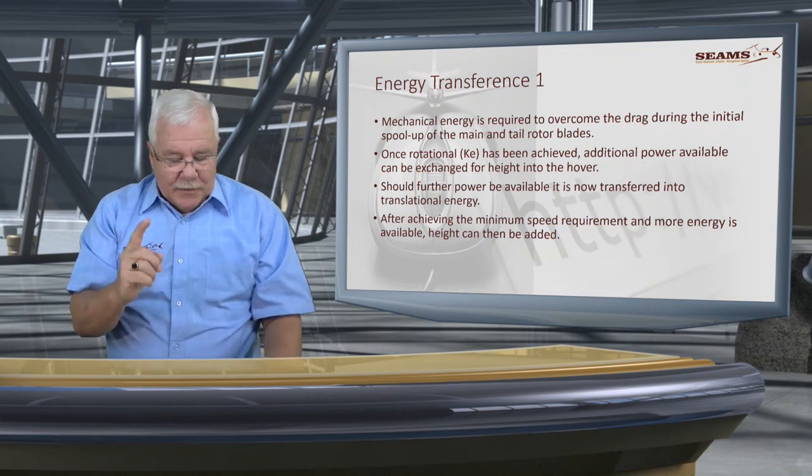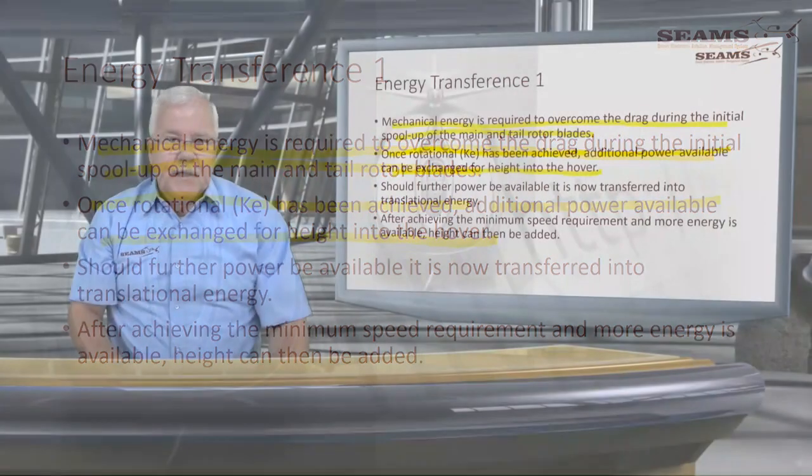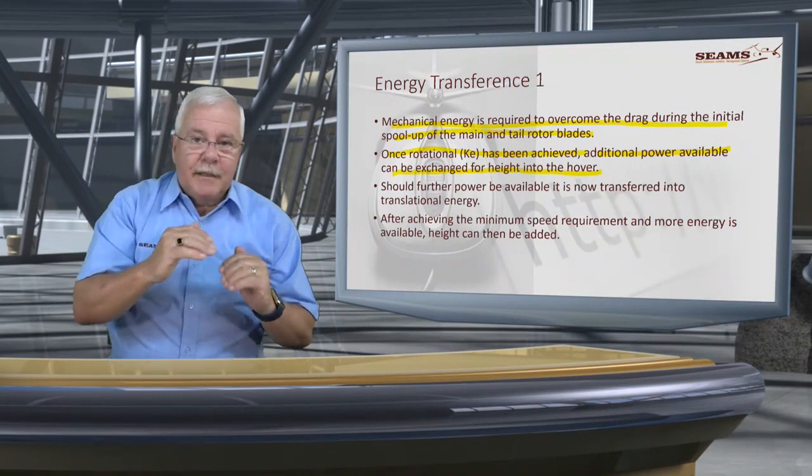All right? So the first thing that we do is we say mechanical energy is required to overcome the drag, to spool up, and that is for the main and the tail rotor. Right, now we've got that. Once rotational energy has been achieved, additional power can now be expended for height into the hover. At this stage, let's just stick with the hover and then the forward flight.